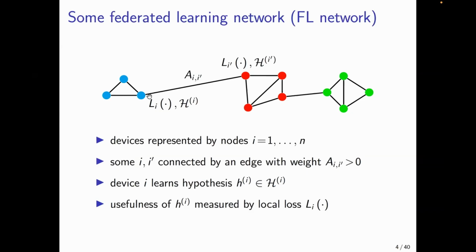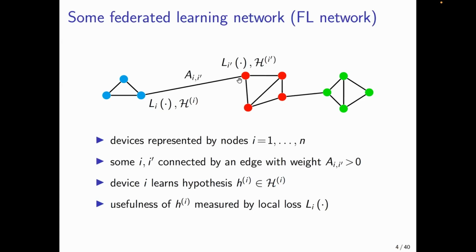So at each node or device, we want to train a model, and we train this model by minimizing a loss function. So we also have a loss function at each node. And in principle, you can have arbitrary loss functions and models at different nodes. So some node can carry a decision tree, another node can carry a linear regression model.